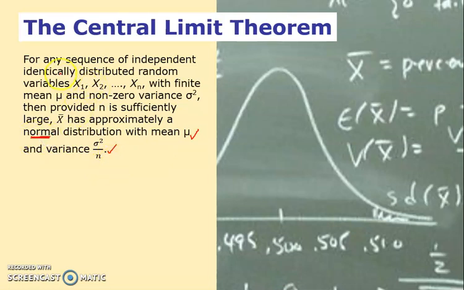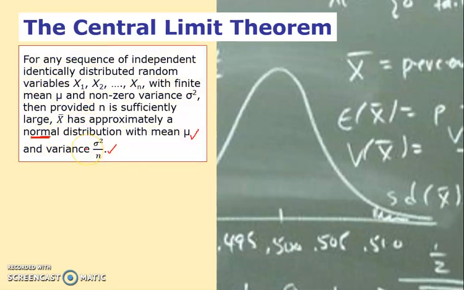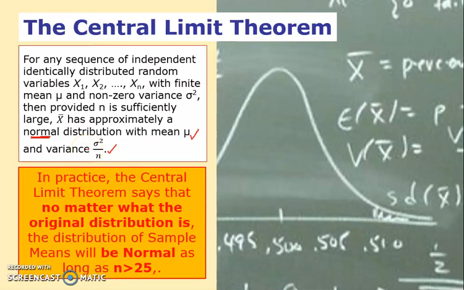And notice it doesn't claim to be anything about these values at the start. It doesn't say it must be normal to start. It doesn't say it must be binomial or Poisson or something like this. Any values that we take as a sample, the sample mean becomes normal, assuming n is sufficiently large. Now, in practice, as far as we're concerned then, what does that mean?